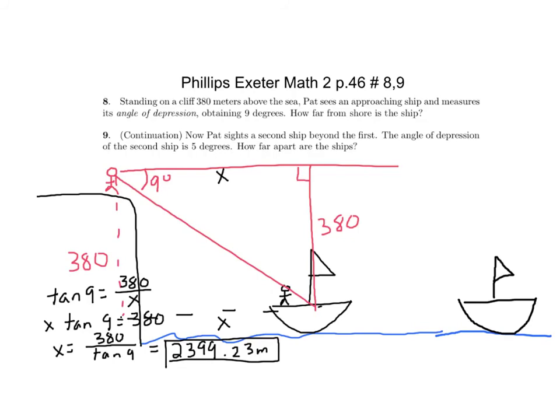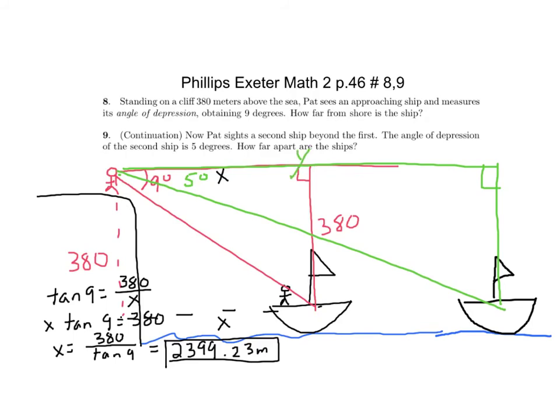Now this angle of depression was 5 degrees. So let me use different colors so I get a little better picture here. So now this is 5 degrees. So how am I going to find out how far these ships are apart, just by looking at these two triangles? Perfect. Because I already used x, I'm going to use a different variable. I'll just use y. I'm really inventive, I know.